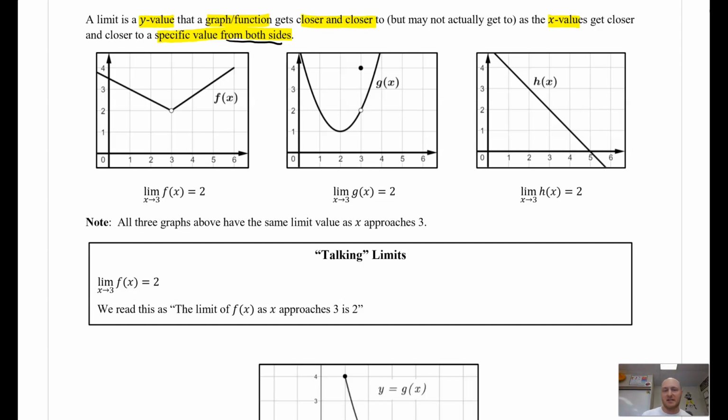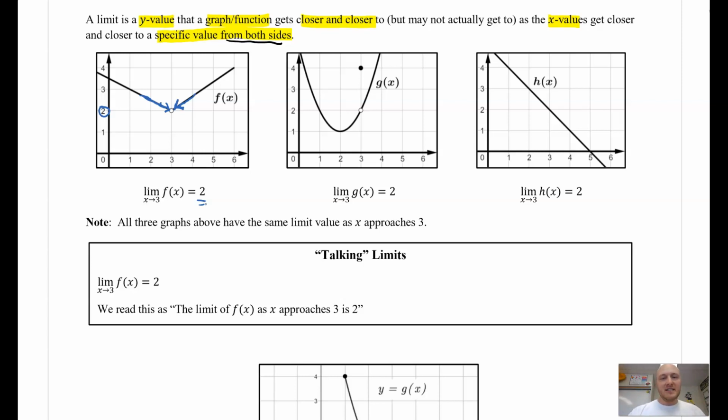So let's look at some examples. In the first example, we have a graph of f of x, and the example says the limit of f of x as x approaches 3 is equal to 2. As I approach 3 from the right, I'm going to this point, and as I come from the left, I approach that point, and notice that the y value is 2. So that would be the answer. As the function gets closer and closer from the left and from the right, the limit is 2.